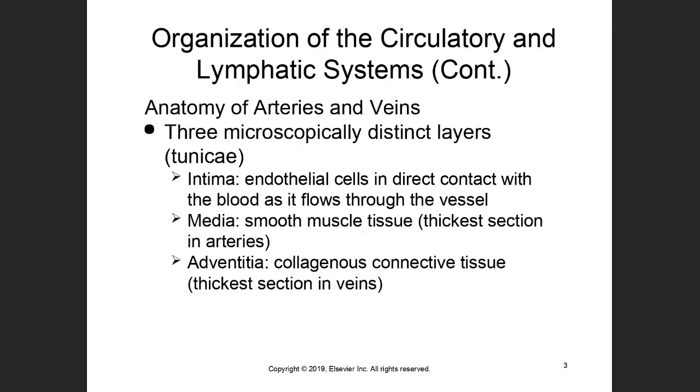Anatomy of arteries and veins. Three microscopically distinct layers, all of them called tunica. We have tunica intima, tunica media, and tunica adventitia. Tunica intima is the inner layer, and the main part of the tunica intima is the endothelial cells, okay? And endothelial cells have a lot of functions.